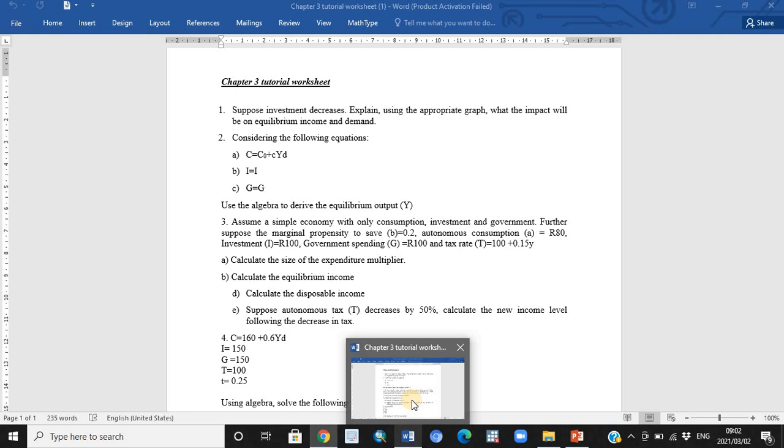Depending on which model we are looking at, we can have investment depending not only on autonomous investment, but also on something else, for example interest rate. But in this case, just autonomous investment. And we have government spending equal to G. We are asked to use algebra to derive the equilibrium income.